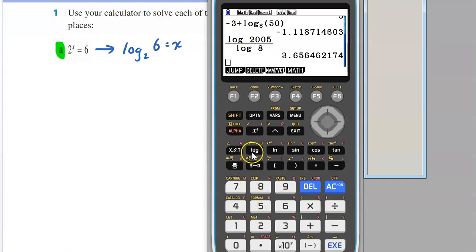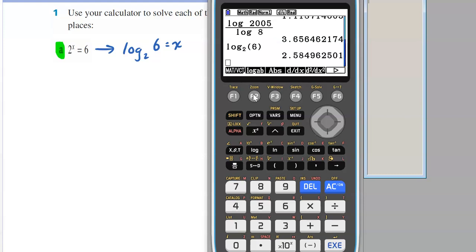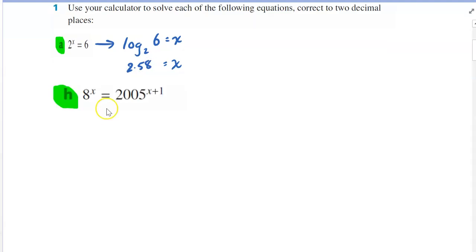So I need log, fancy log. So if I go into the math section of my calculator, and then I can use log AB. Okay, and then I can type in 2 there and 6 there. I've got an answer, 2.58. Okay, there's that question.